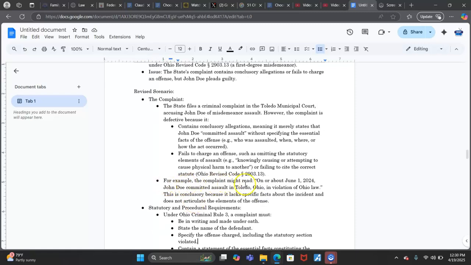For example, let's say this is the state's complaint, and this is the only so-called factual allegation they made against you. On or about June 1st, 2024, John Doe committed assault in Toledo, Ohio, in violation of Ohio law. That is vague and conclusory as hell. I don't know what the hell you're talking about. I don't know what I did. I don't know who I did it to. I don't know how I did it. What the hell are you talking about? This is conclusory because it lacks specific facts about the incident and does not articulate the elements of the offense.